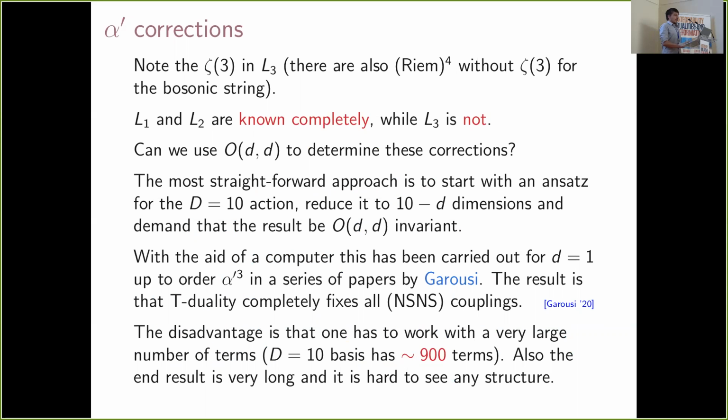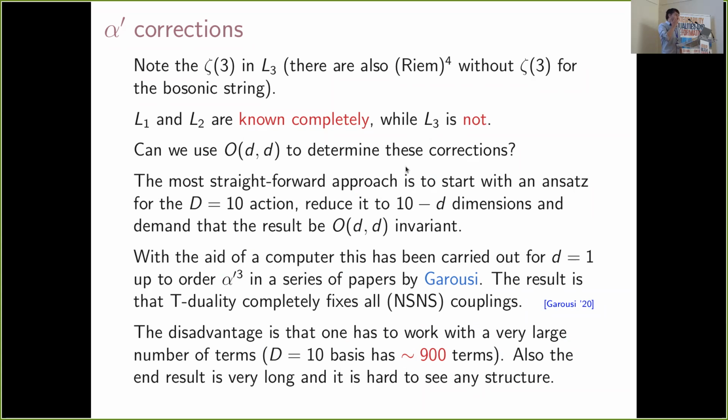I should say also that actually for the bosonic string, there are also quartic Riemann terms which don't have this zeta 3 coefficient, but they will not play much of a role in my talk. Now, the first two corrections are completely known. So all the terms are known, including the ones that I didn't write out, while the third order correction in alpha prime is not fully known. And the question I want to ask here is if we can use the O(D,D) symmetry that has to be there to determine the form of these corrections, which would be most interesting, of course, for the L3, which is not fully known.